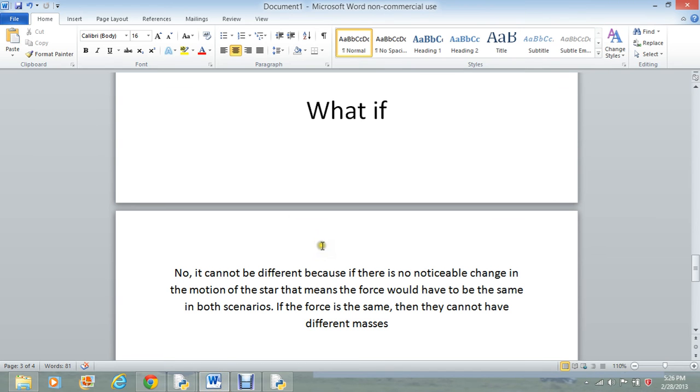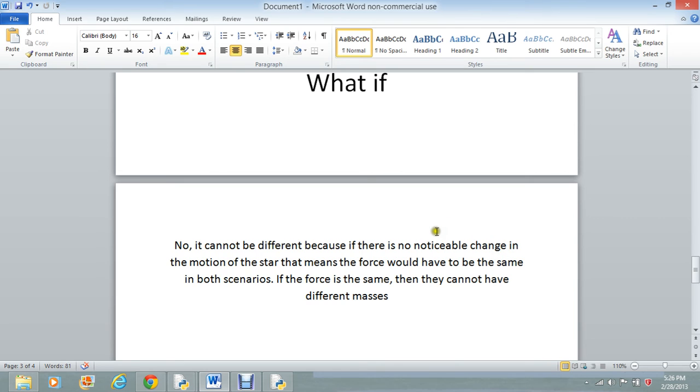The answer to that question is no, it cannot be different, because if there is no noticeable change in the motion of the star, that means the force would have to be the same, according to the momentum principle, where dp over dt is equal to Fnet. So if there isn't a change in the motion of the star, the gravitational force between the star and the black hole would be the same in both scenarios. If the force is the same, then they cannot have different masses, because the force is dependent on the masses.